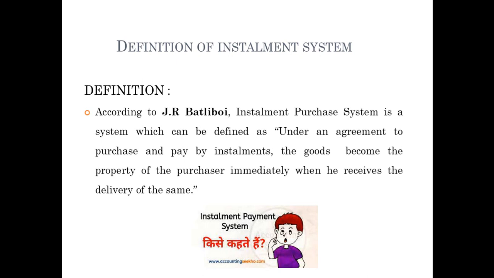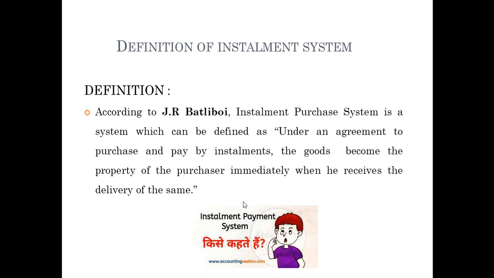There is one popular author, J.R. Batley Boy. He has given the definition for installment system. According to J.R. Batley Boy, installment purchase system is an agreement to purchase and pay by installments. The goods become the property of the purchaser immediately when he receives the delivery of the same. So note the point here. The property will become the purchaser's property immediately when he receives the delivery of the same.